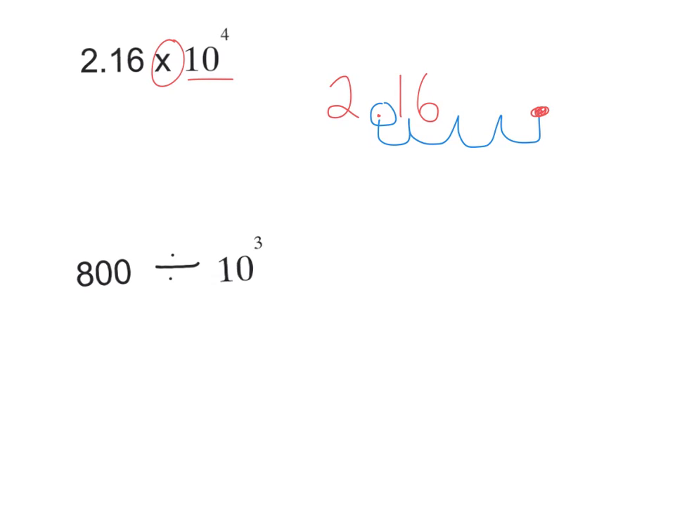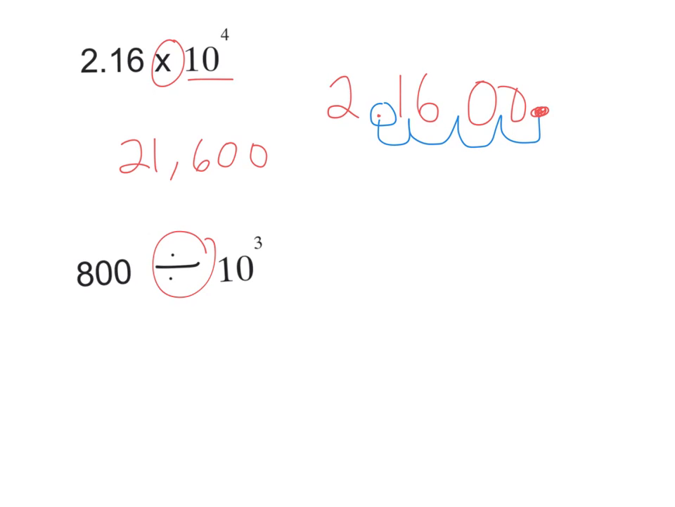And what do I do in those extra spaces? I write 0. So what is 2.16 times 10 to the 4th power? What is that new number in word form? Aditya? 21,600. Very good.